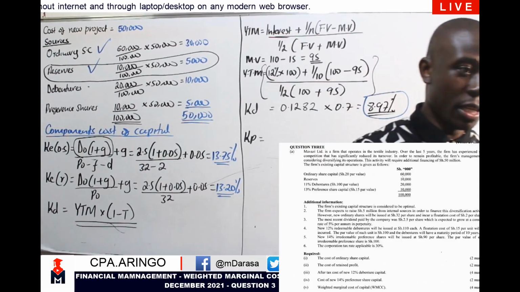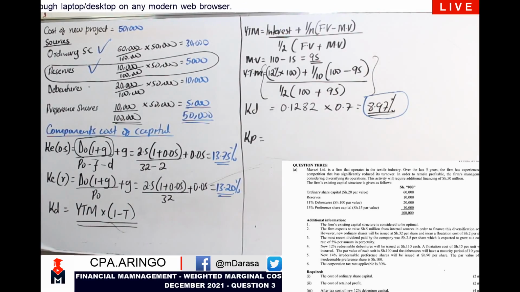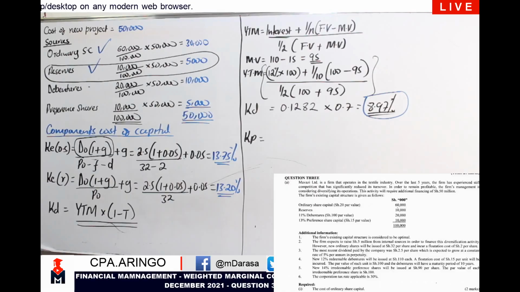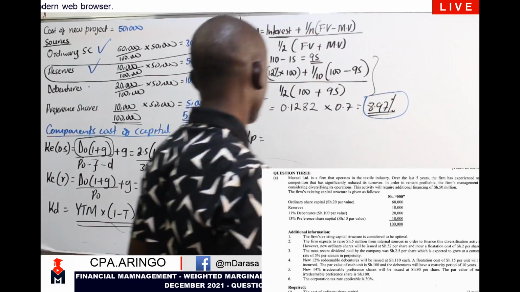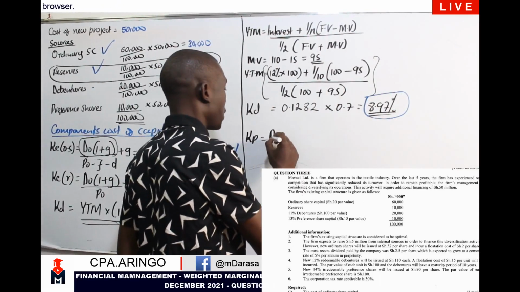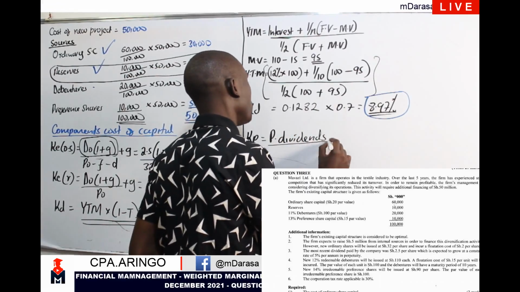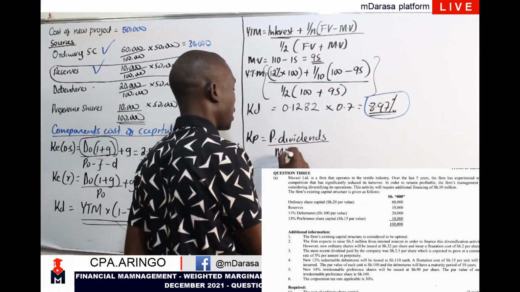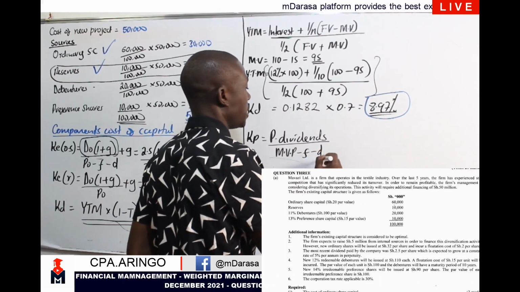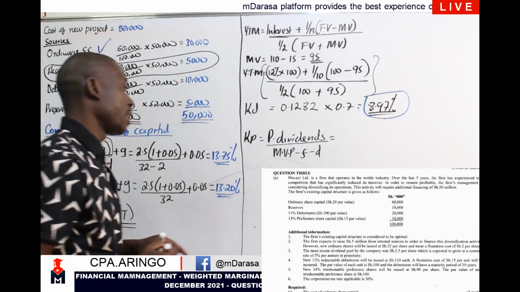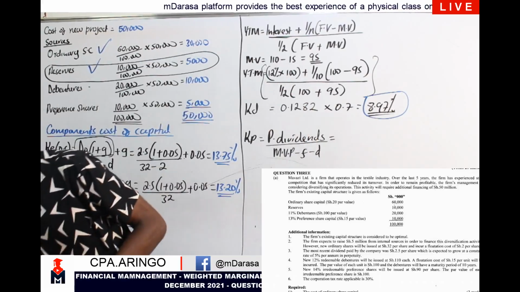Again, things will be very easy and simple. Let me squeeze it down there so that we can have it as you're working it out. So KP, I should always be having my preference dividends. We are going to divide all this by the market value of our preference shares minus any flotation cost or any discount if you're having any. And preference dividends will always be determined on par value.